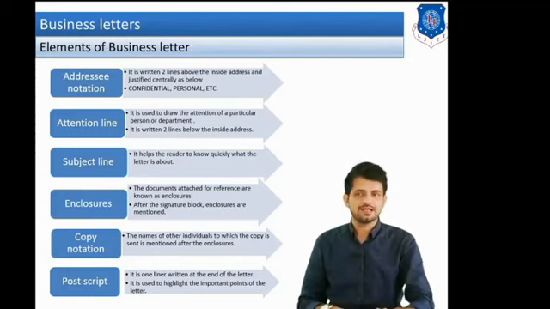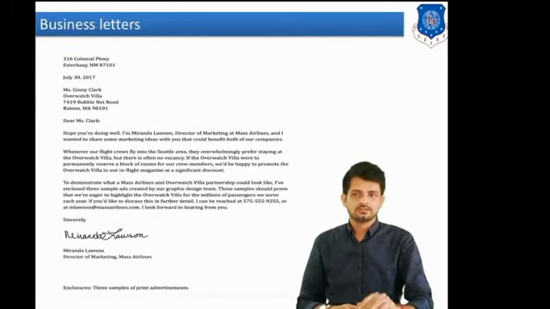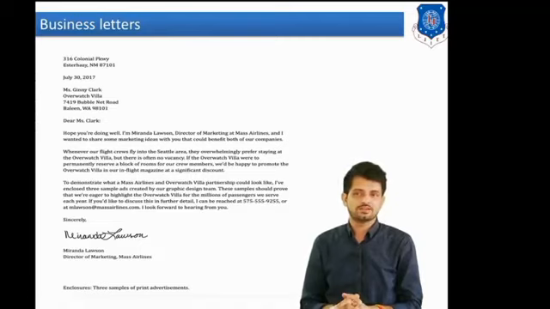Okay, so this was about the elements of a business letter. It is not compulsory to use all the elements. It depends upon the letter, which type of letter is there. Okay. See on the screen, you can see a business letter. First of all, you can see the address of the sender is there. Okay, then comes the date. After that, the recipient's address is there. Then comes the salutation.